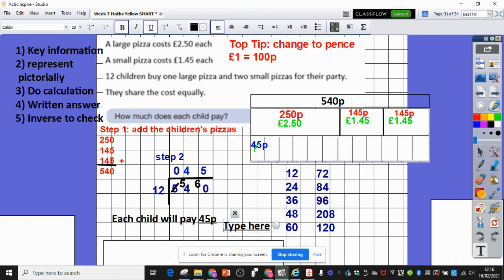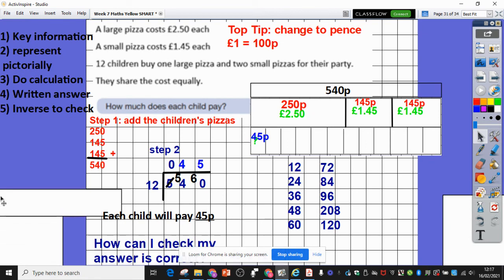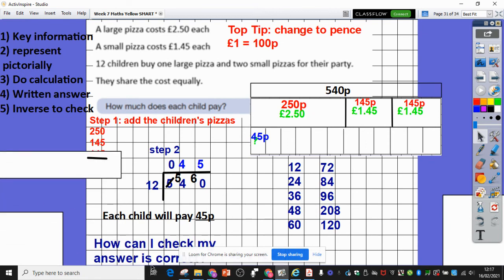So then the last thing that I need to do is do my inverse to check. So here we go. How can I check my answer is correct? We do the inverse. So you would know that you would do 45 multiplied by 12, and that should bring you back to 540.